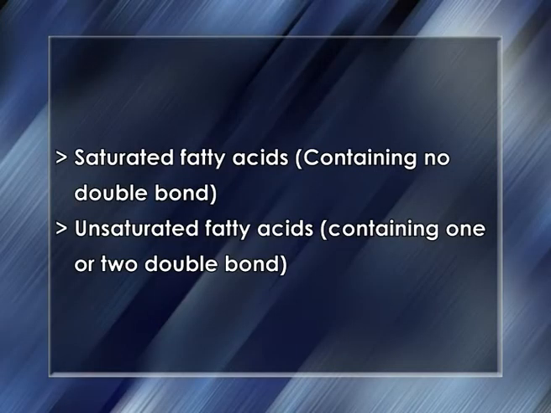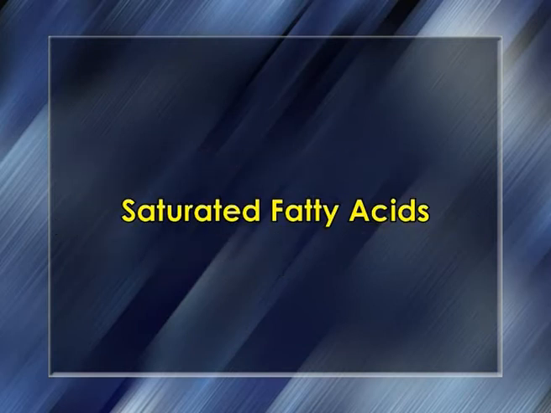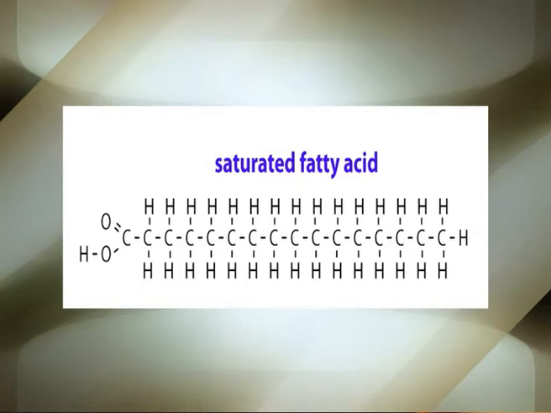Fatty acids are broadly divided into 2 main groups. First, saturated fatty acids containing no double bond, and unsaturated fatty acids containing 1 or more double bonds. Now let's discuss first saturated fatty acids. These fatty acids contain no double bond, however, a single bond is present between the 2 carbon atoms. The common saturated fatty acids are palmitic, stearic, myristic and lauric acids.